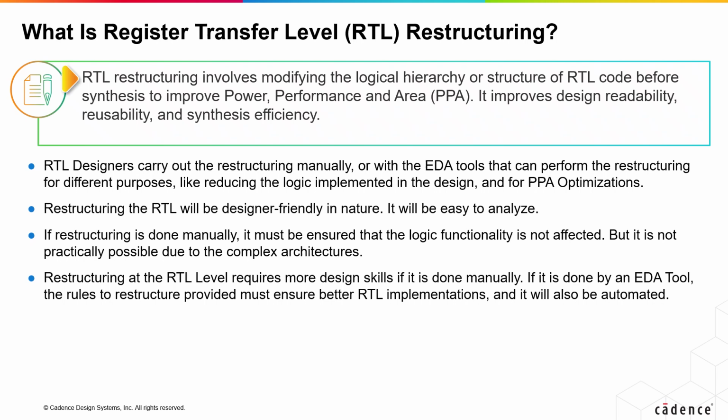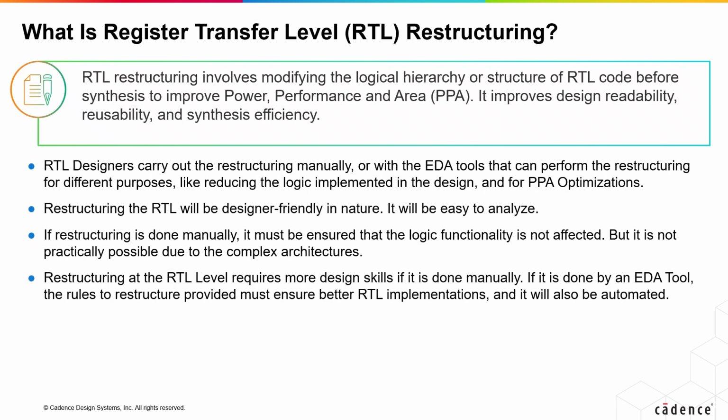RTL restructuring is a method to modify the RTL code during the development stage before synthesis. It is mainly modified for PPA optimization purposes, but it also helps improve readability, reusability, and synthesis efficiency. RTL restructuring can be done either manually or by EDA tools. This kind of restructuring will be designer-friendly and easy to analyze if the changes are properly made and managed.